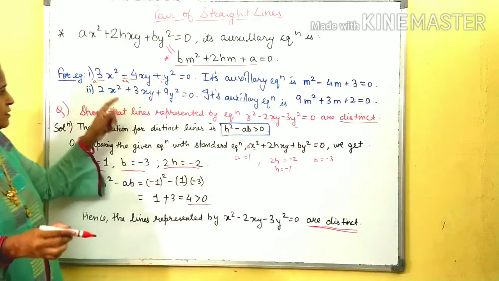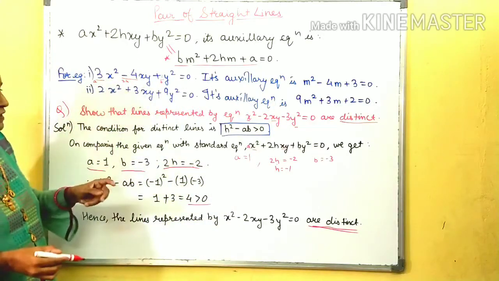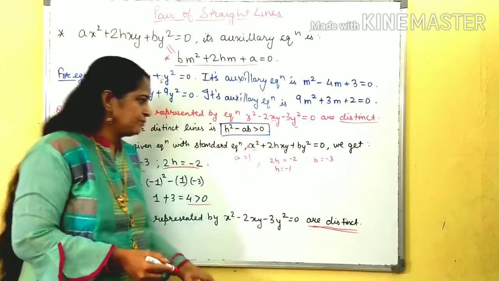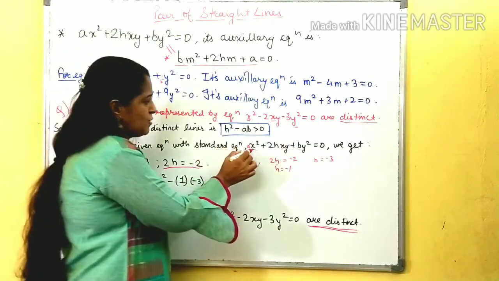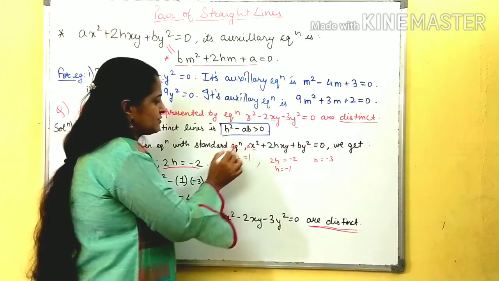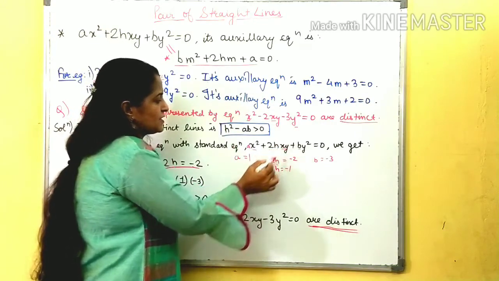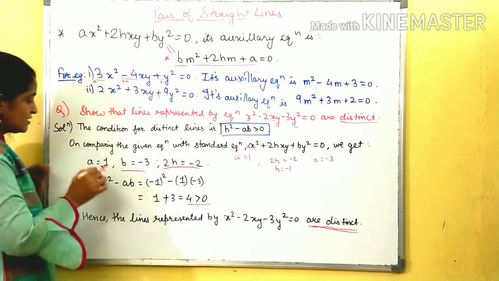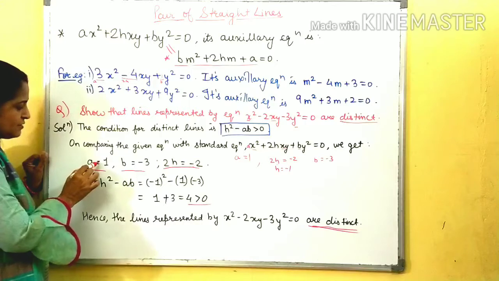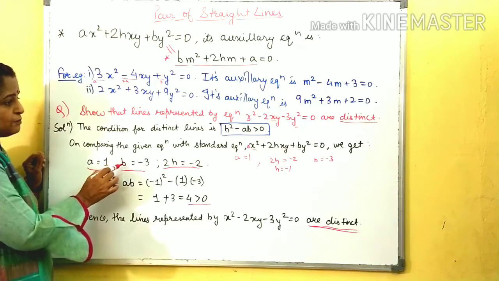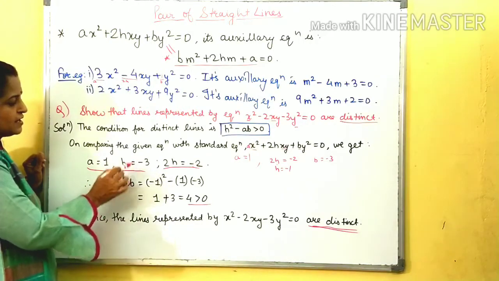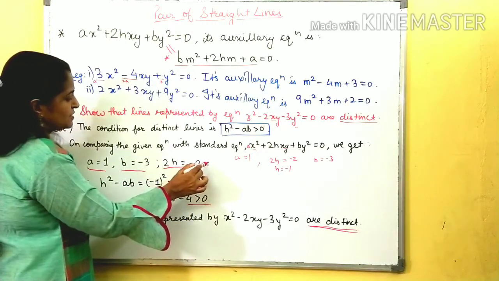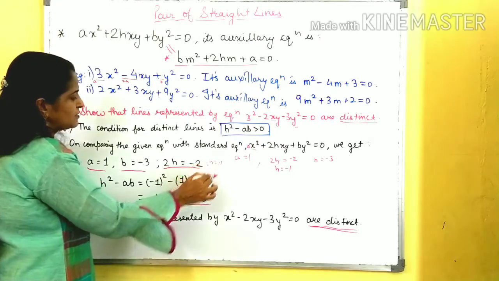For any given equation of pair of lines, you get the value of a, 2h and b. That means you have to compare the coefficient of x square, then coefficient of xy and coefficient of y square. Here also you get the value as a is equal to 1, b is equal to minus 3 and twice h is equal to minus 2. So which is nothing but h is equal to minus 1.